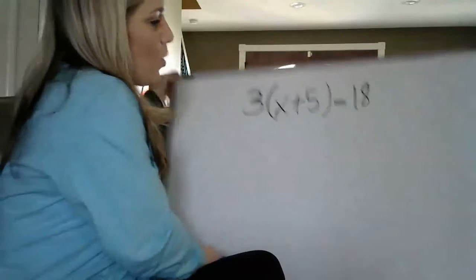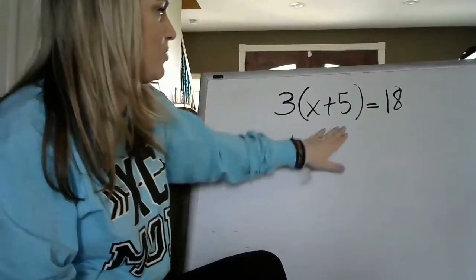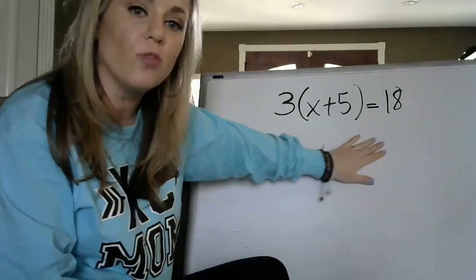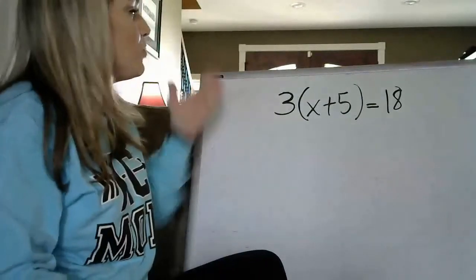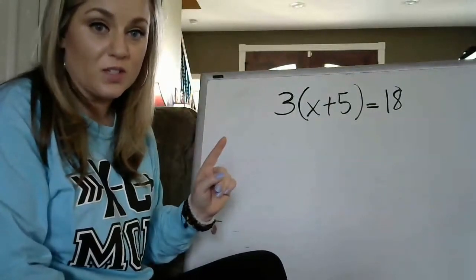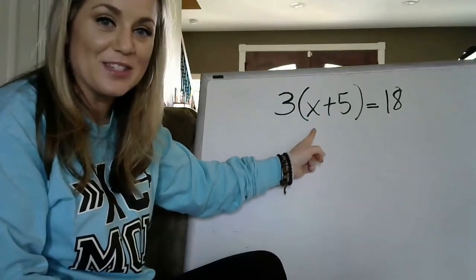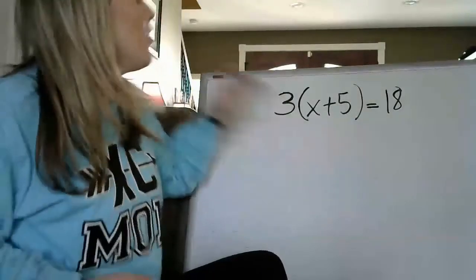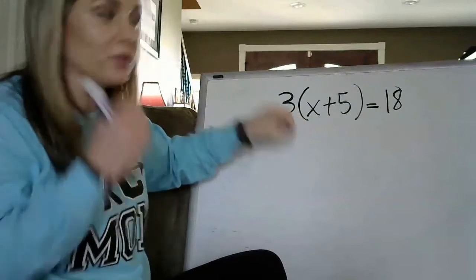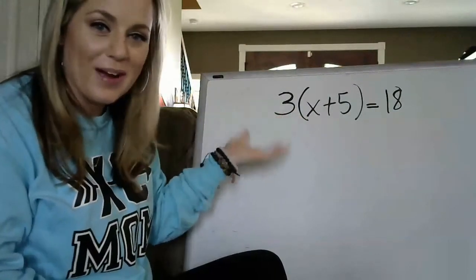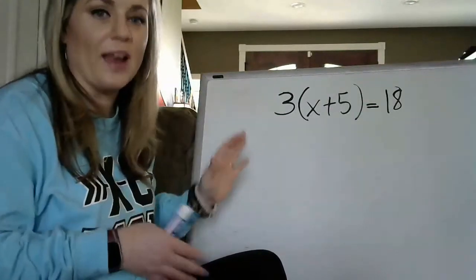All right, so we have 3(x + 5) = 18. And we know from "please excuse my dear Aunt Sally," PEMDAS, that we do parentheses. You solve what's inside the parentheses first. Well, we cannot do that because we don't know what x is, and our goal is to figure out x equals what, okay? So we can't solve what's inside parentheses. So the next is exponents. Well, we don't have any exponents. And then multiply or divide, whichever comes first, left to right, and then add or subtract.